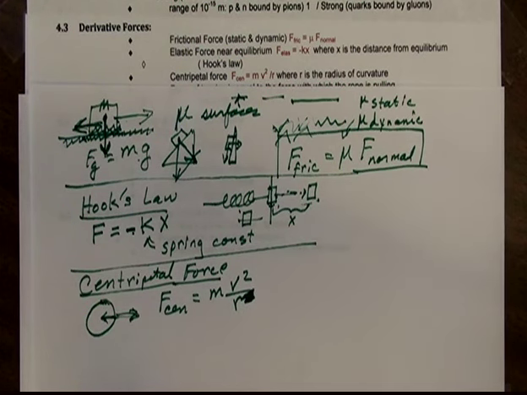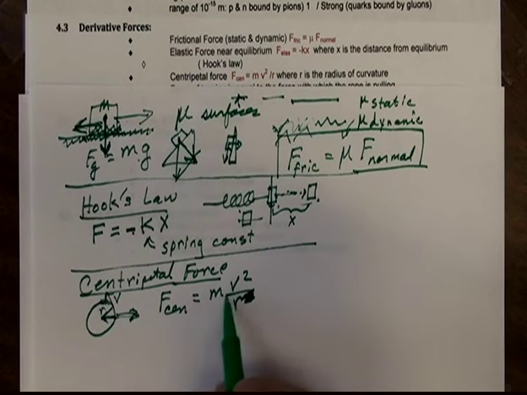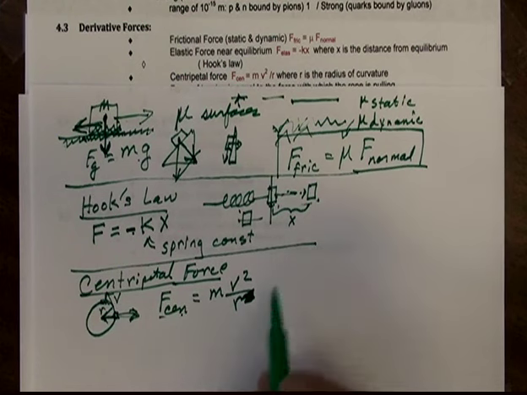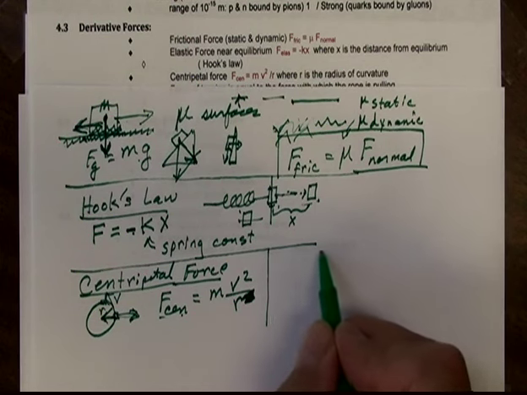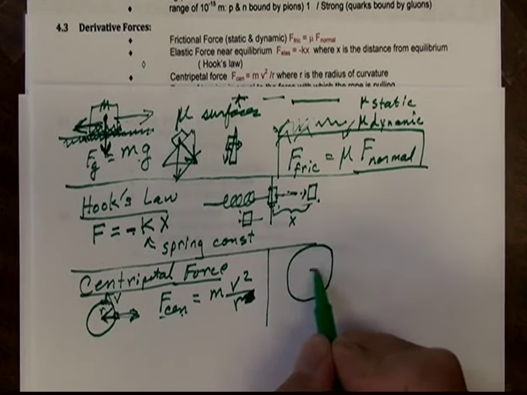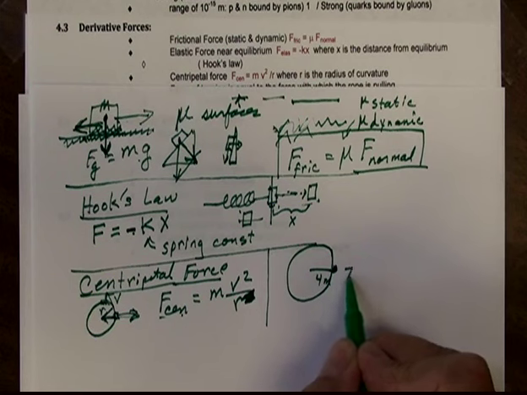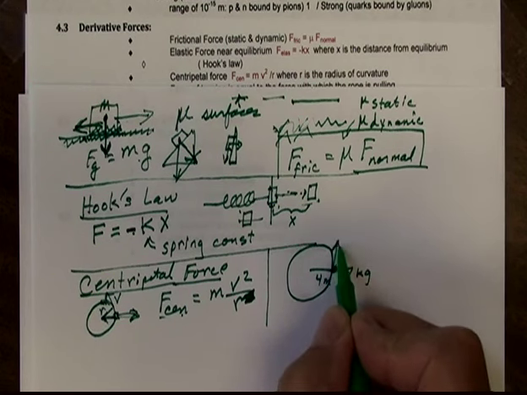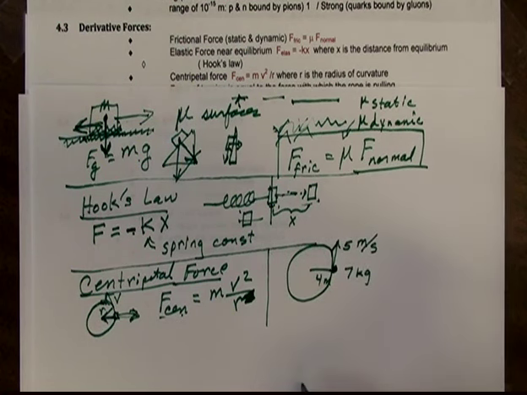Didn't mean to hit the square there. And so if I go around a circle that has a radius r and I'm moving with a tangential velocity v, then the mass that I'm moving around will feel a centripetal force like this. Let's quickly calculate a centripetal acceleration. Let's say we have a large circle here of 4 meters. We have a mass out here of 7 kilograms, and it's moving around that circle with a tangential velocity of 5 meters per second. First of all, can we calculate the centripetal acceleration?